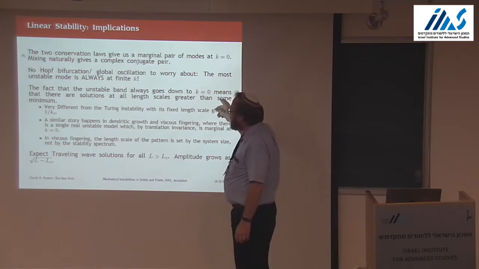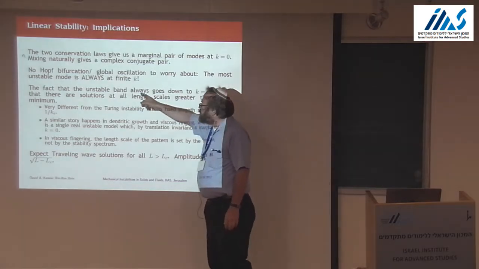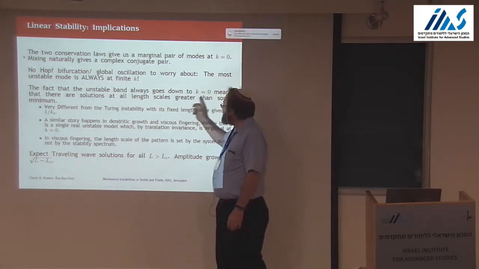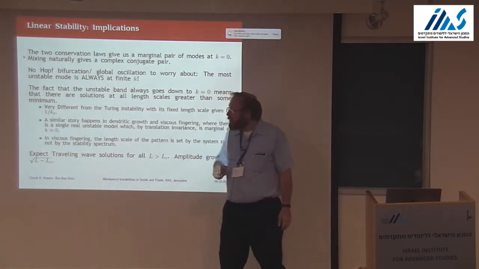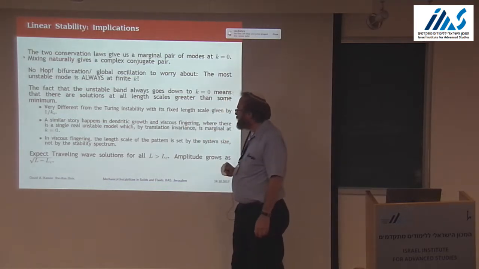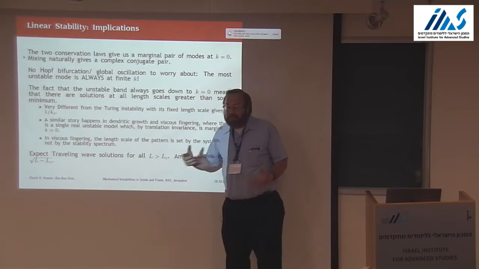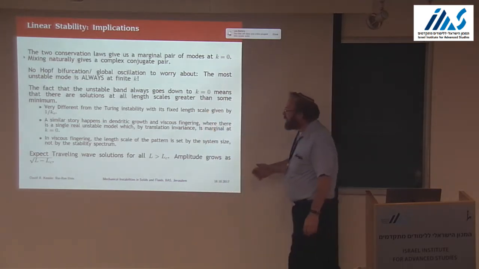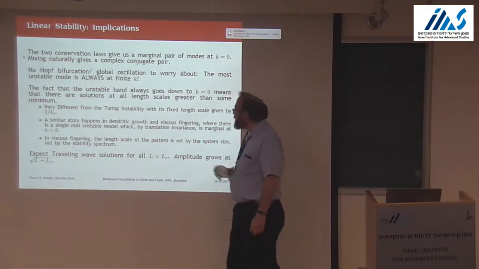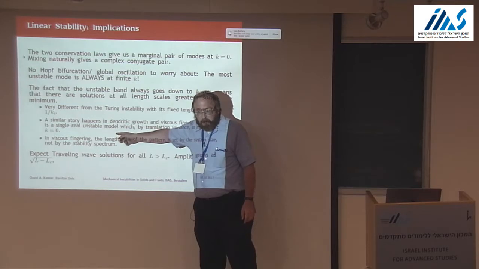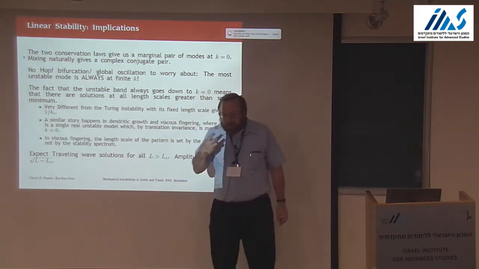All right. The fact that the unstable band always goes down to k equals 0 means that there are solutions at all length scales greater than some minimum. Which is very different from this Turing instability with its fixed length scale, and very reminiscent of things that happened back in my troubled past when we studied things like dendritic growth and viscous fingering, where again there was a single real unstable mode, also because of a symmetry.